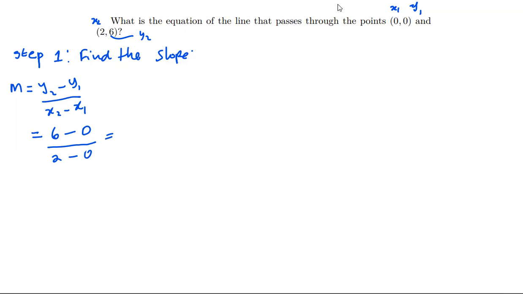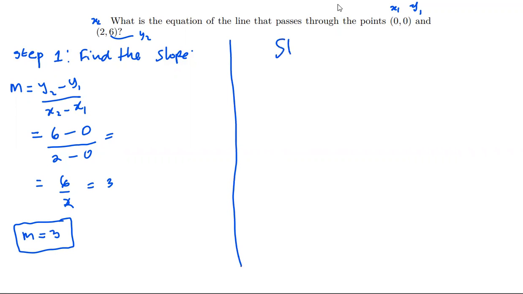So the slope is 6 over 2. And 6 over 2 can be simplified if you just divide by 2 for the numerator and denominator. This is 3. So the slope m is equal to 3. Okay, good. And so we can go on to step 2.